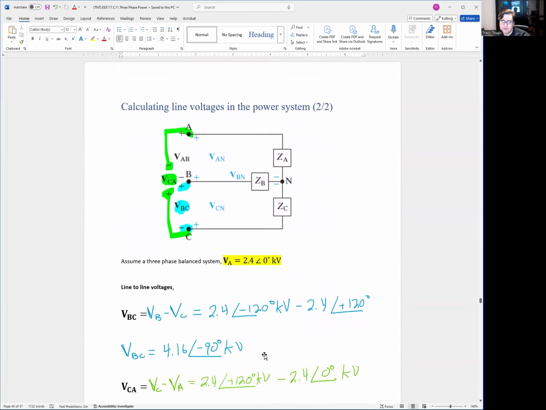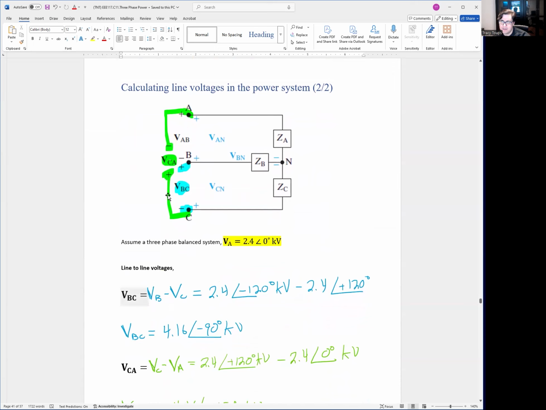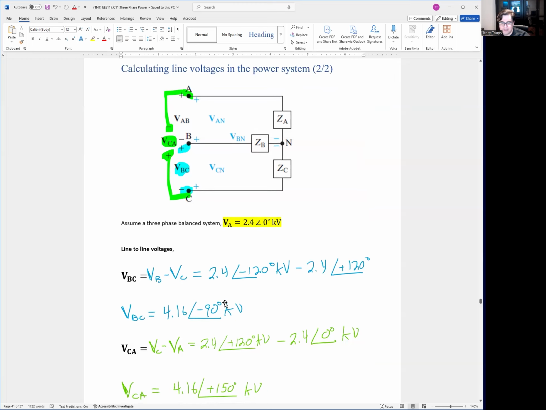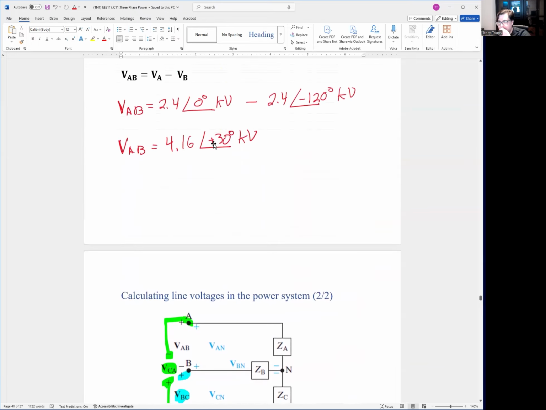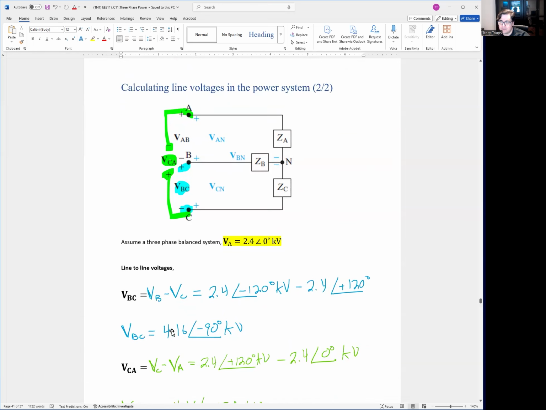Okay. Now, let's talk about BC phase. So we saw VAB. VBC is the blue one right here. It's from B phase positive to C phase negative. So VB minus VC. VB is 2.4 angle negative 120 degrees kV minus VC, which is 2.4 angle positive 120 degrees kV. Do the same number crunch, you get 4.16 angle negative 90 degrees kV. So you notice, wait, this is negative 90 degrees. The previous one was positive 30 degrees. That's 120 degree phase shift. And then 4.16 still carried over.